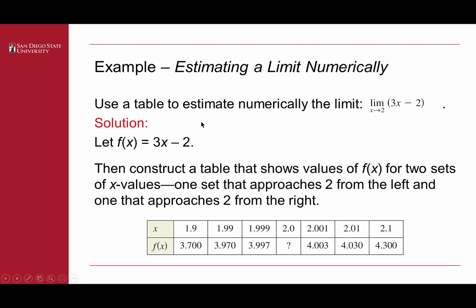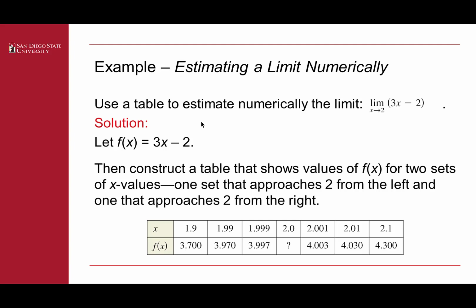So the question asks us to prepare a table and estimate the limit of the given function numerically, and the function is 3 times x minus 2, and our c value is 2. So the question asks the limit of 3 times x minus 2 where x approaches 2.